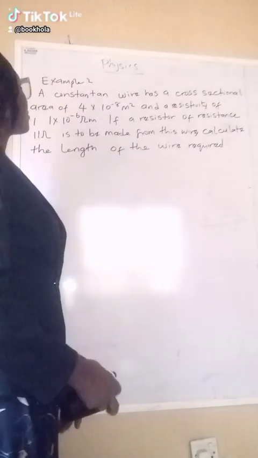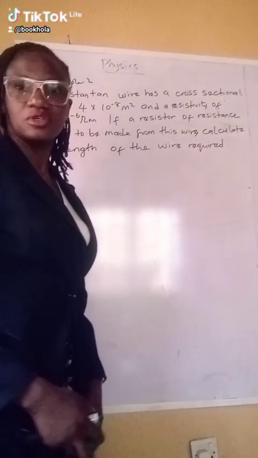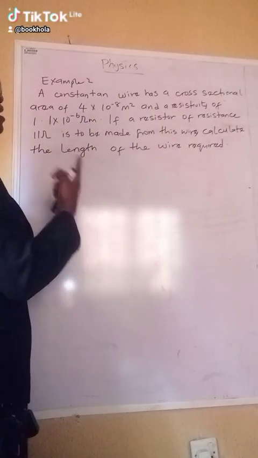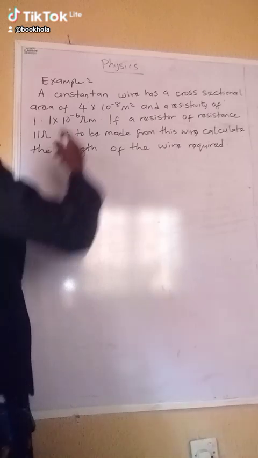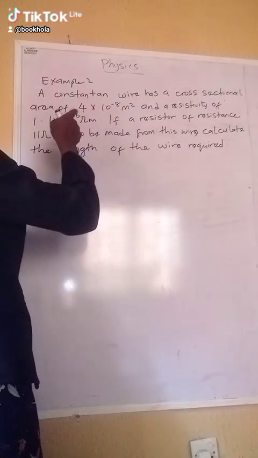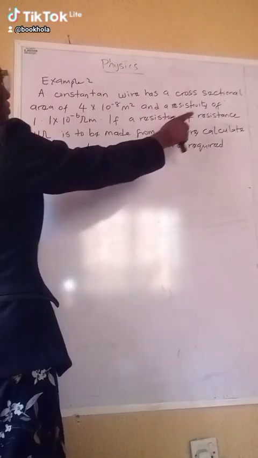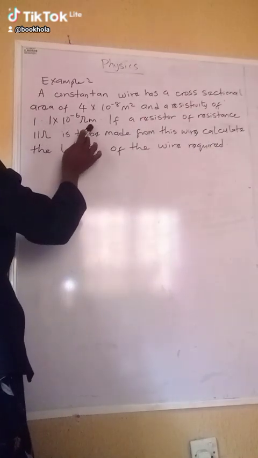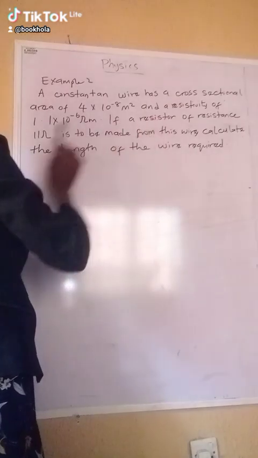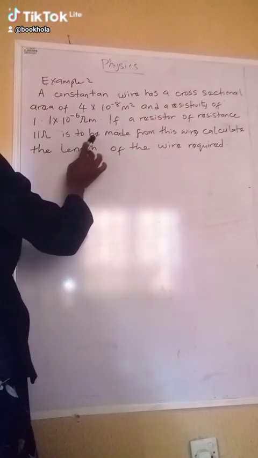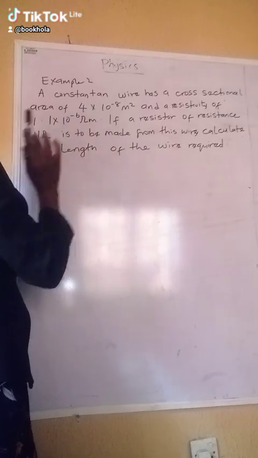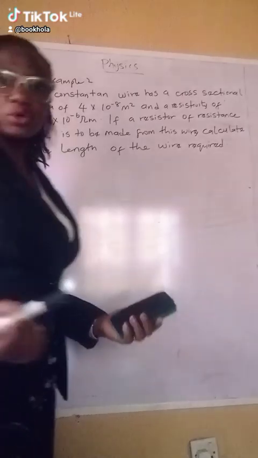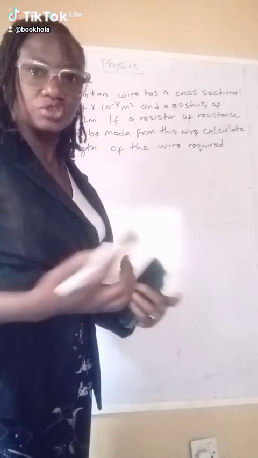Hello, so we have this problem on the board to be solved. I'll read the question as usual. A Constantan wire has a cross-sectional area of 4 times 10 raised to power minus 8 meters squared and a resistivity of 1.1 times 10 raised to power minus 6 ohm meter. If a resistor of resistance 11 ohms is to be made from this wire, calculate the length of the wire required. Okay, as usual, we're going to bring out the parameters in this question.